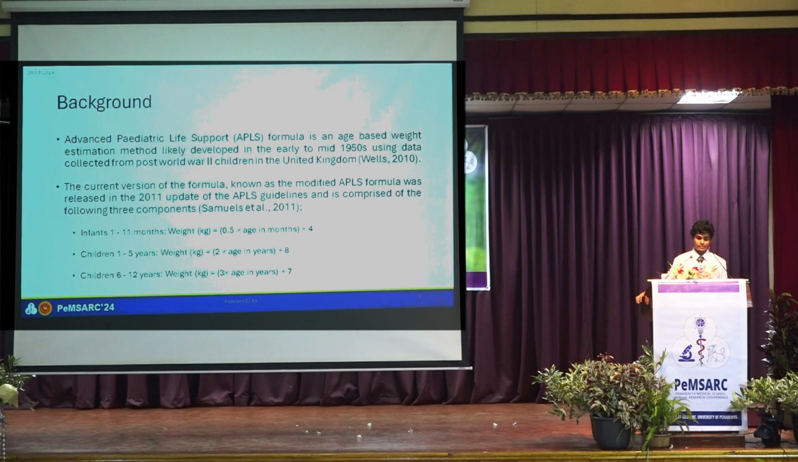So the advanced pediatric life support formula, otherwise known as the APLS formula, was a formula developed in the UK in the early to mid 1950s. And as you all know, in many therapeutic interventions such as drug dose calculations and fluid dose calculations, we need the patient's weight. This is true especially in pediatric practice. So in pediatric emergencies, where the measurement of weight is not always feasible, is where this formula comes into play.